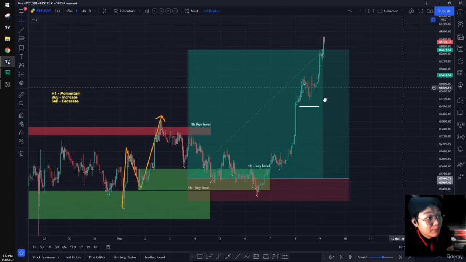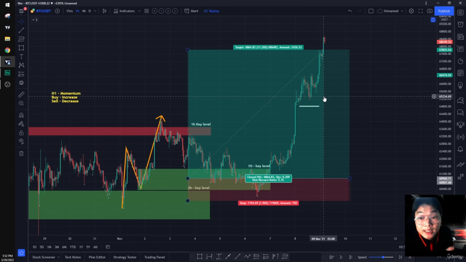And the market after several candles already hit my take profit. That is the way I analyze multiple time frames, the 4 hour time frame and the 1 hour time frame, combined with key level strategies and the momentum of the market.